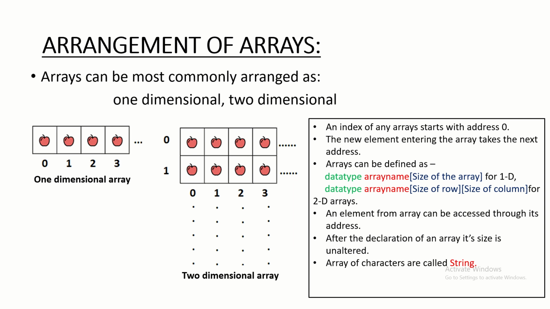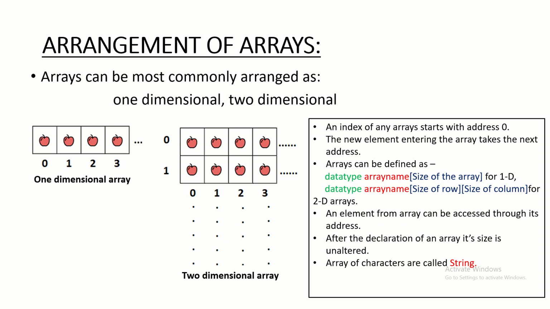The next point is that an array can be defined by first the data type of the array, like integer, character, string and so on, and next the name of the array, with the size of the array inside a square bracket. So in a one-dimensional array, the size of the array will be a single value. But in the case of two-dimensional arrays, it is represented by the size of the row and the size of the column. So the definition is the same.